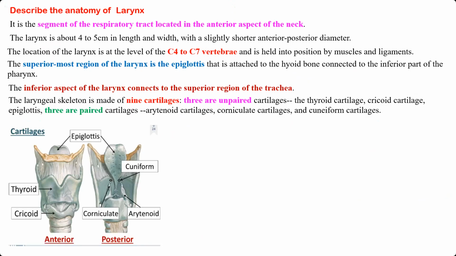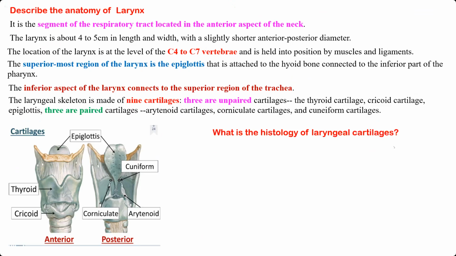The arytenoid, corniculate, and cuneiform are not normally visible unless you do a laryngoscopy and have direct vision. Even the epiglottis will be seen only by vision inside the oral cavity. But thyroid and cricoid are the two unpaired cartilages which are palpable and visible outside. All the others are inside, seen only when you do direct vision.